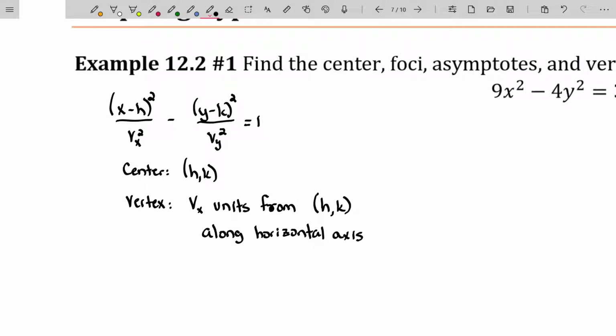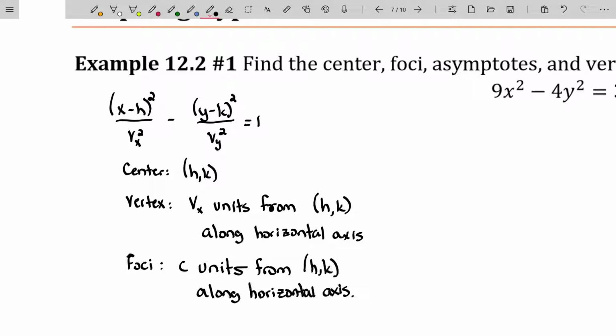And finally, the foci, they're c units from center, and again, along the horizontal axis. And I just want to remind you that in a textbook, they would call that the transverse axis, the major axis, or the one that's associated with the positive variable here.